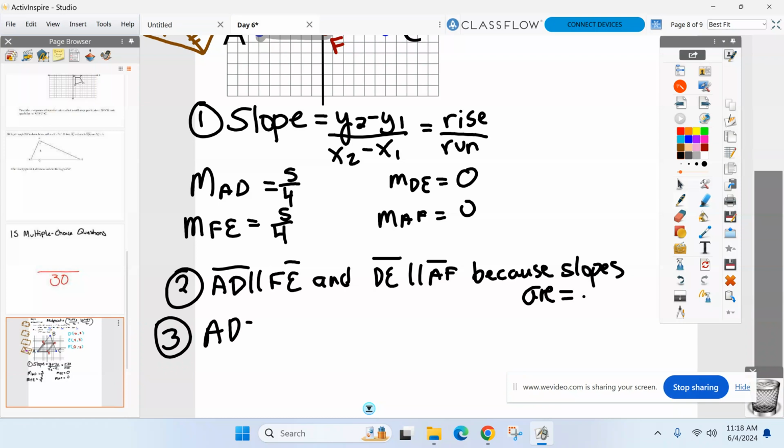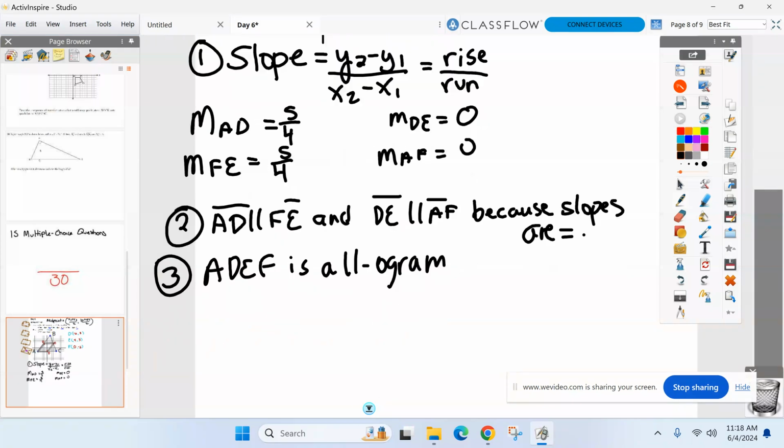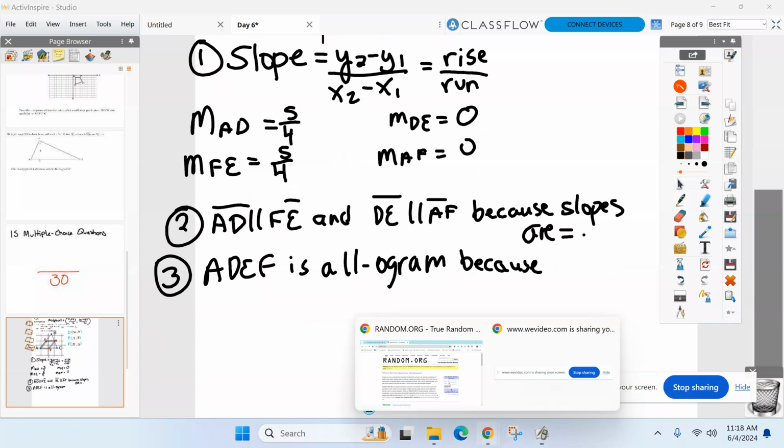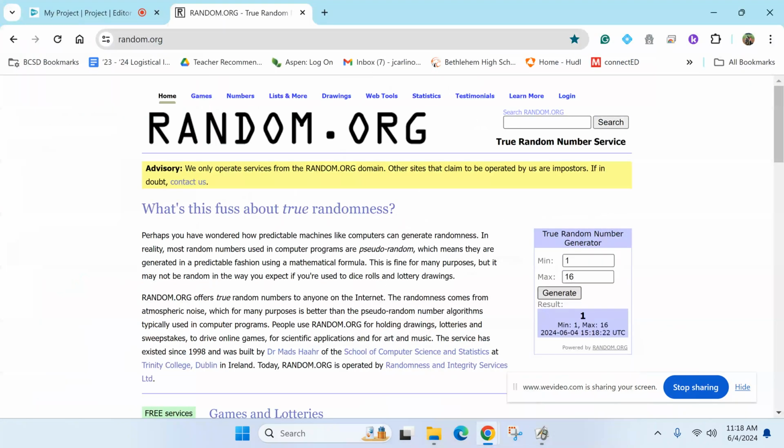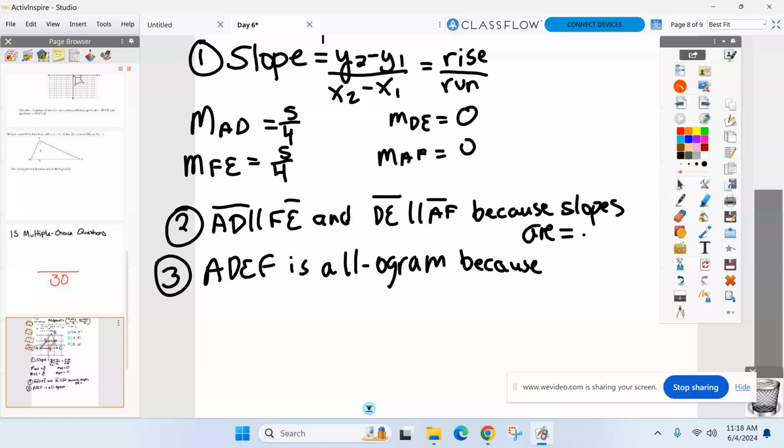ADEF is a parallelogram. Remember, I definitely mentioned to you guys, you can use my shorthand, the parallelogram symbol. There's one you can use. ADEF is a parallelogram because, what's your good reason here? What did we just show again? Charlie? Opposite sides parallel. Done. Opposite sides parallel.